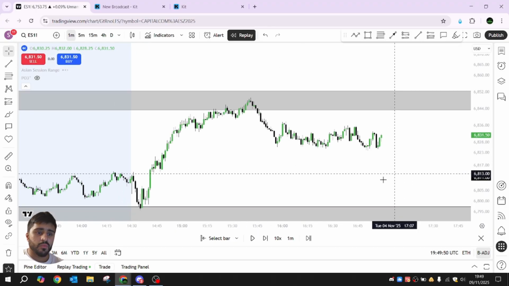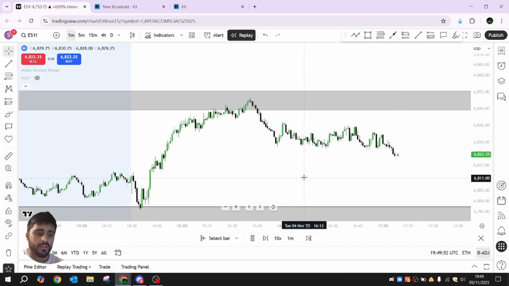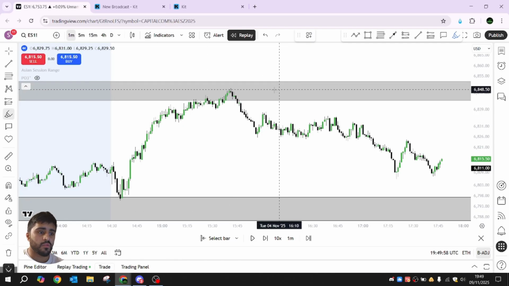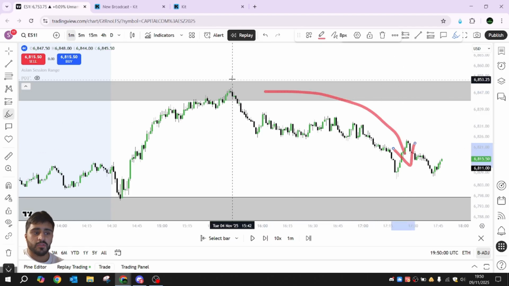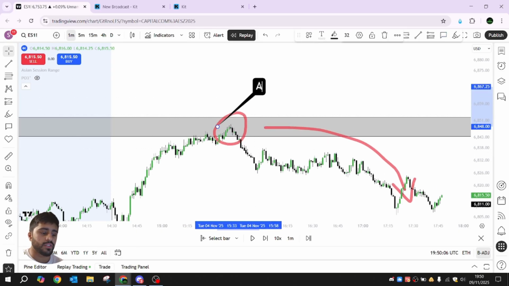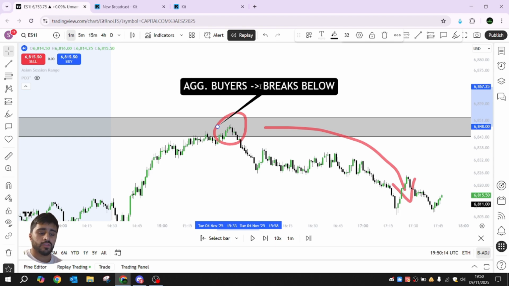So this move to the downside, right, after, towards or just after 11 a.m. Eastern. The reason that happened, the reason we had such a move to the downside here is because price was rejecting buyers over here. So what was going on here, very simply, was we saw aggressive buyers, right? Just going to write AGG, aggressive buyers, right? Price breaks below.